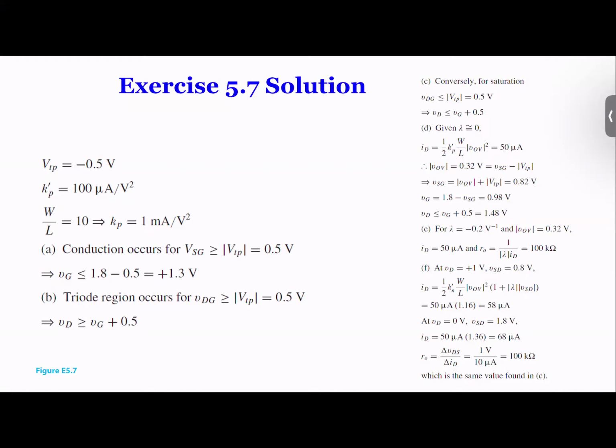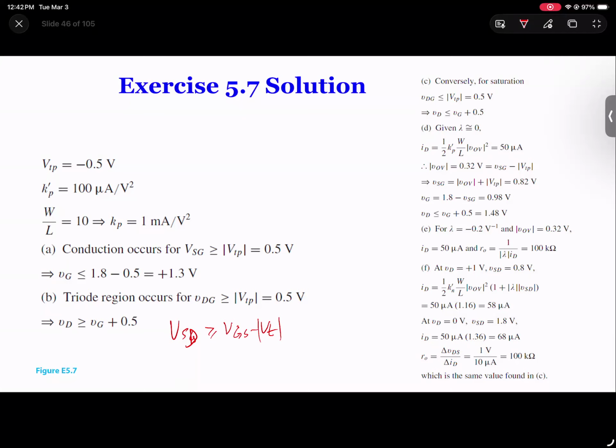Is more than 0.5, then larger than VGS. Equation that VSG is VSG, and then this minus VG. So you go VS cancel, the saturation.